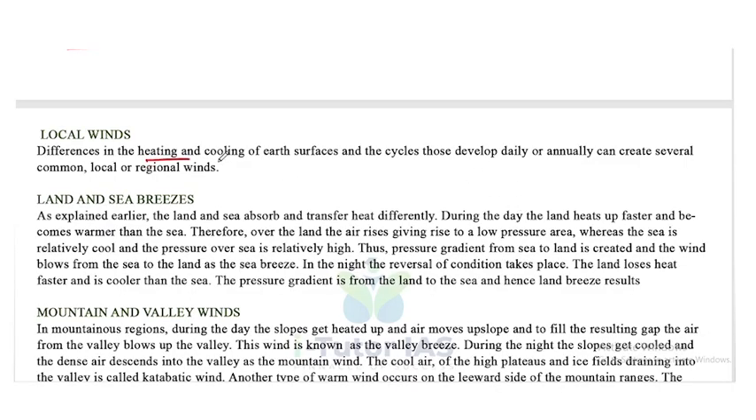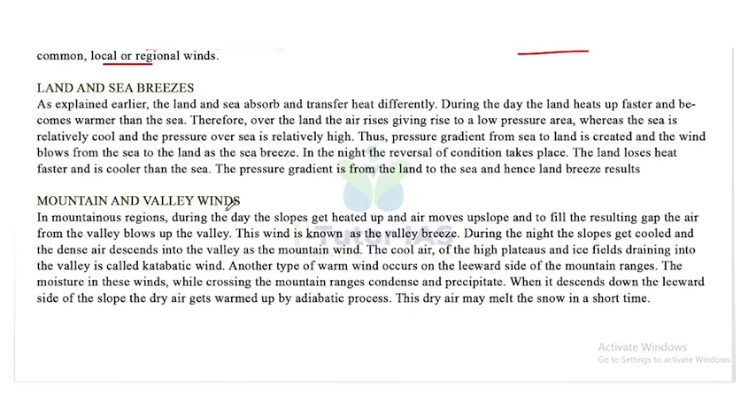Differences in the heating and cooling of the earth's surfaces and the cycles that develop daily or annually can create several common local or regional winds. Now, land and sea breeze. As explained earlier, the land and the sea absorb and transfer heat differentially. During the day, the land heats up faster.